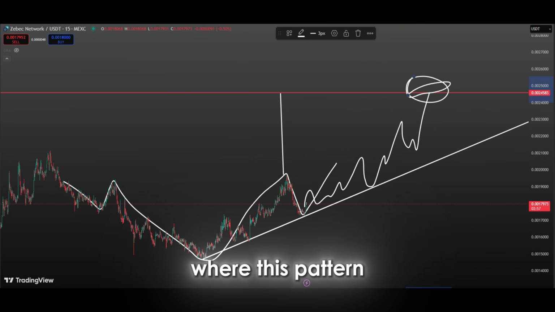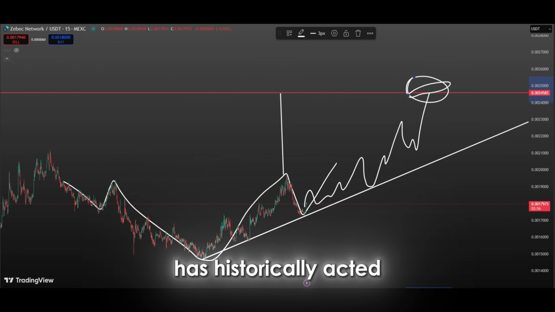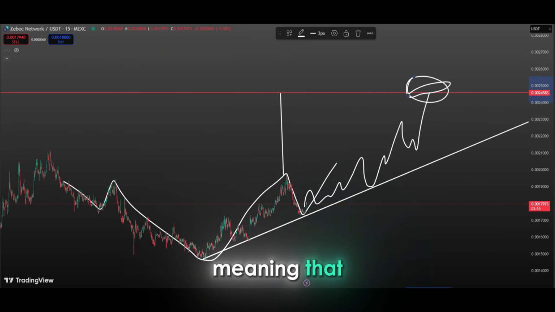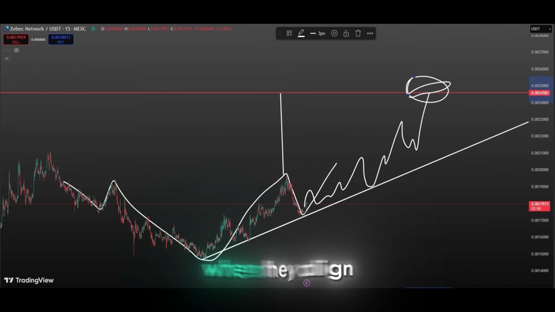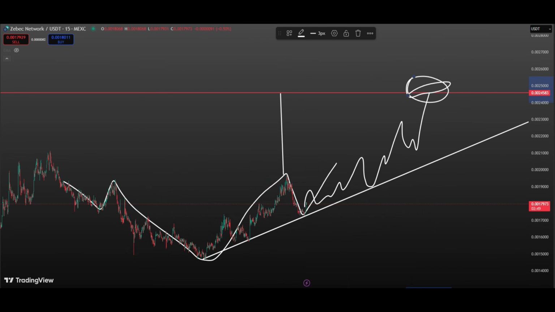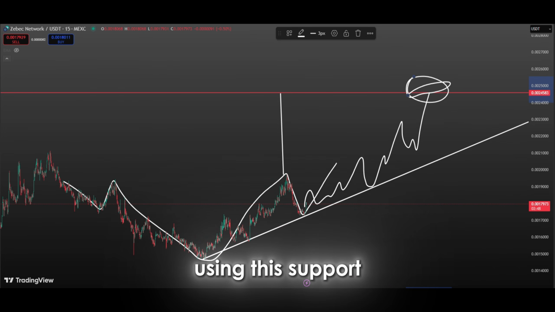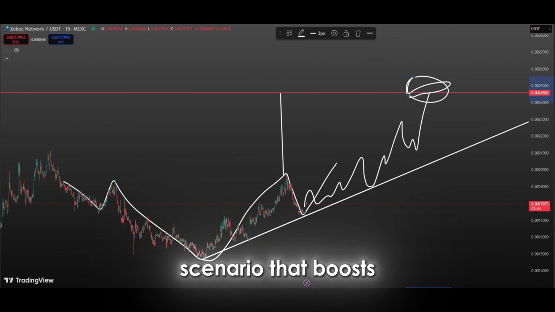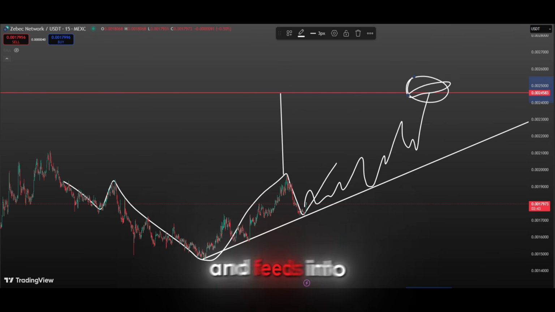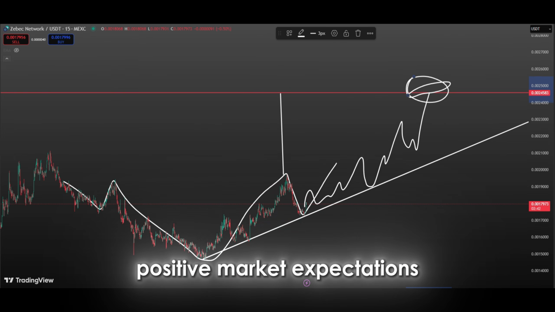Additionally, the area where this pattern is forming has historically acted as a strong support zone, meaning that every time the price has approached this level, buyers have stepped in. These types of technical levels become even more effective when they align with a pattern. Once the right shoulder is completed using this support, and if the neckline is broken to the upside, we may experience a strong bullish momentum. This presents a scenario that boosts investor confidence and feeds into positive market expectations.